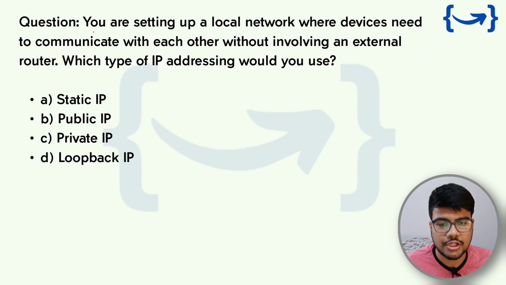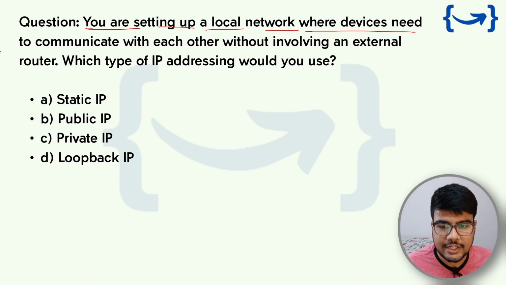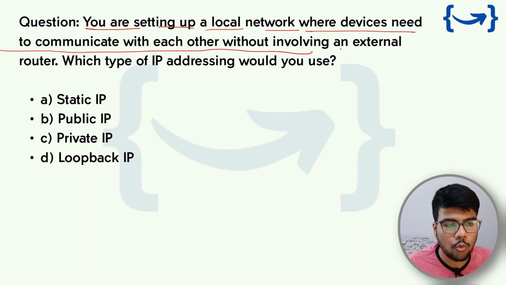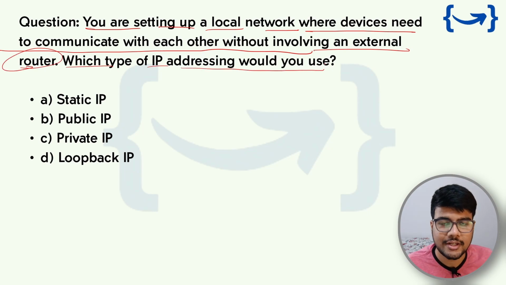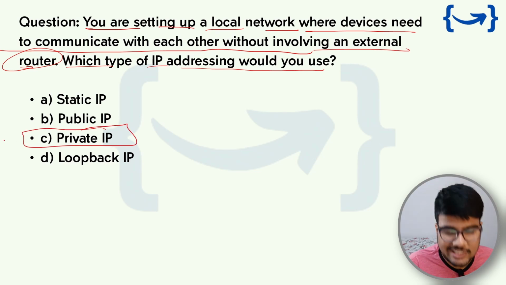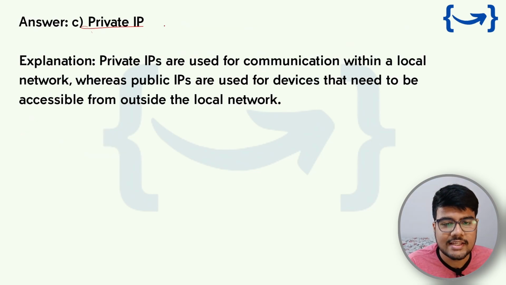Now, question: you are setting up a local network where devices need to communicate with each other without involving an external router. Which type of IP addressing would you use? The same IP address is also used in the company. If you talk about the company, every communication is private, so you need to communicate on private IP. So the right option would be C, and if you see, yes, C is the right option.